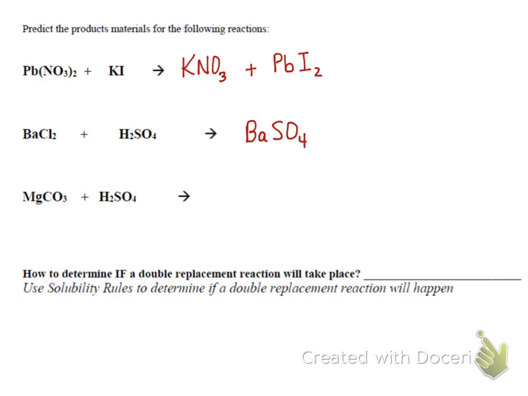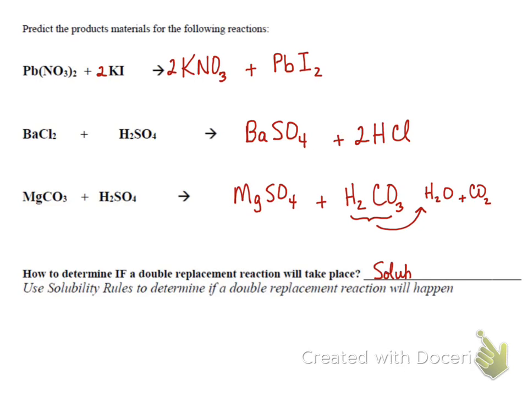But here's some, just for practice switching the cations and then balancing the equations. These ones are balanced. So lead nitrate plus KI gives potassium nitrate and lead iodide. Barium chloride plus sulfuric acid, remember hydrogen acts like a metal, so it swaps like the cation, gives barium sulfate plus HCl, and it's balanced with a 2.